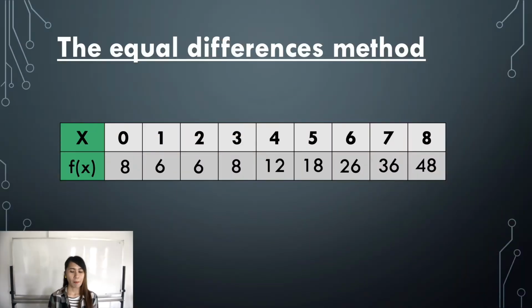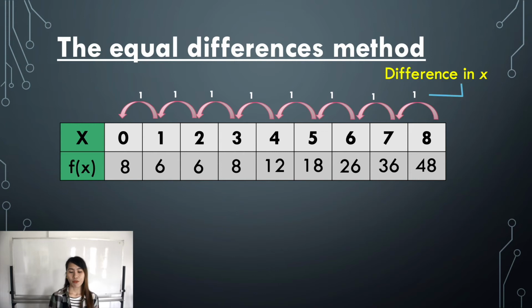Another method to identify a quadratic function is the equal differences method. We have here a table, and we have the values for x, which are 0, 1, 2, 3, 4, 5, 6, 7, and 8. And let's assume that f of x has these values, which are 8, 6, 6, 8, 12, 18, 26, 36, and 48.